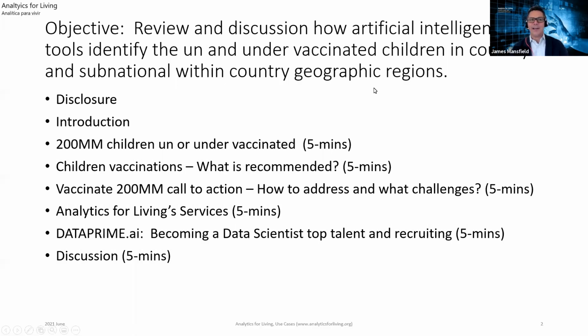Our agenda: first, we're going to review and discuss how AI tools can identify the unvaccinated or under vaccinated children in countries, both at the subnational level and within geographic regions. We'll walk through a quick introduction of myself, spend a little time on the problem statement around the 200 million, and discuss what's recommended for vaccination, so we have a foundation. Then the call to action: how we can utilize these tools to address these challenges. Then we'll talk about the services we have at Analytics for Living, and see if there are any questions.